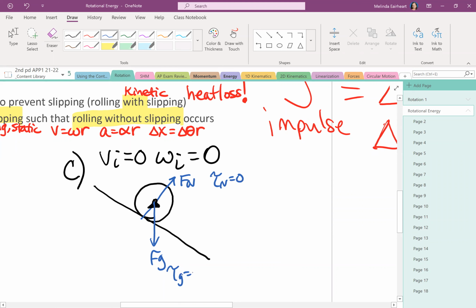Torque gravity, still 0. But now we have the non-slip condition. In other words, no shearing, no slipping, no heat loss. And so that's one of the big differences here. No heat loss. And so we still have friction, but its job now is not to slip, it's to prevent slipping. It's going to be gripping.